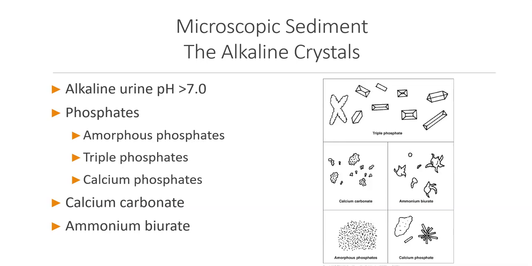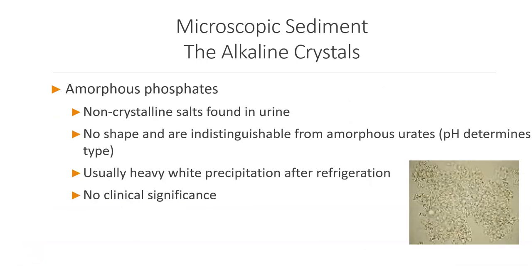Now we'll talk about alkaline crystals, and these are crystals that are present in urines that have a pH of greater than 7. There's a variety of different phosphate crystals. There's calcium carbonate and ammonium biurate. And again, if you look at the right-hand side, these crystals can come in a variety of sizes, shapes, and forms. The amorphous phosphates are in urines with a pH greater than 7.0.